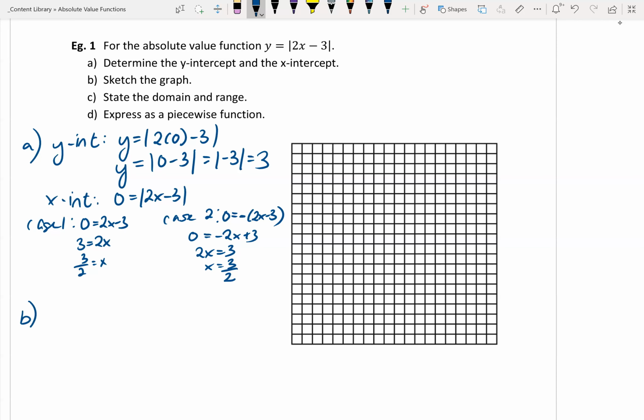Part B, we're supposed to sketch. The first thing we're going to do is sketch what we have from A, which are 2 points so far, and then we're going to find other points.